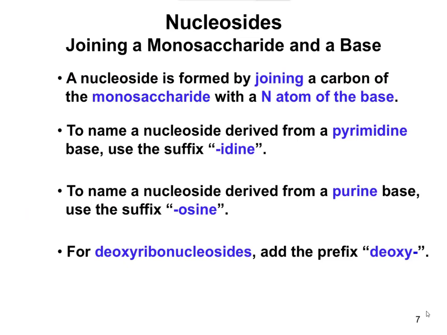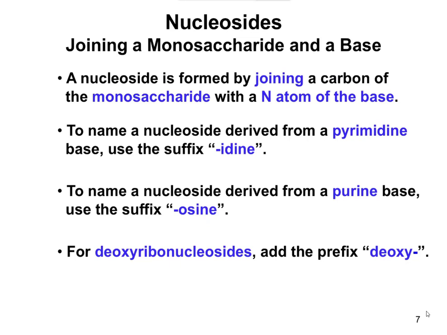Okay, now that we've talked about a nucleoside in terms of the 2 parts, the sugar and the base, now let's look at how we link those together. So a nucleoside is formed by joining the carbon of the monosaccharide, specifically carbon 1 of the monosaccharide, with a nitrogen from the base. And then whenever we name the nucleosides, they're going to end in idine or osine. And I'm not too worried about you actually being able to name your nucleosides. So don't worry about that too much.